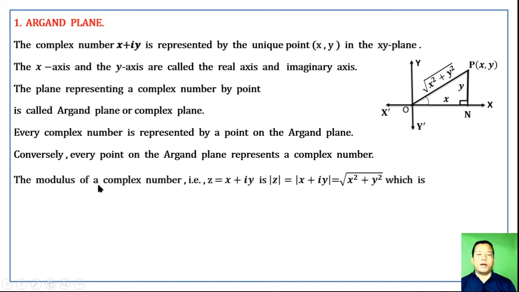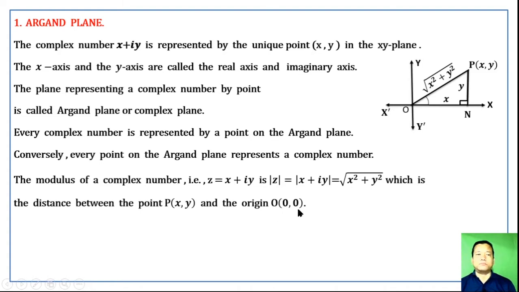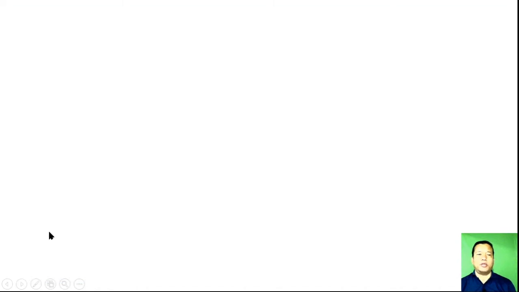The modulus of a complex number z equal to x plus iy is modulus of z equal to modulus of x plus iy, which is also equal to square root of x square plus y square. This quantity is the distance between the point P whose coordinates are x, y and the origin O whose coordinates are 0, 0.